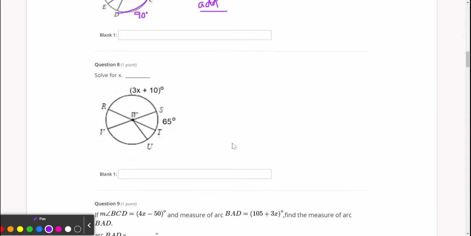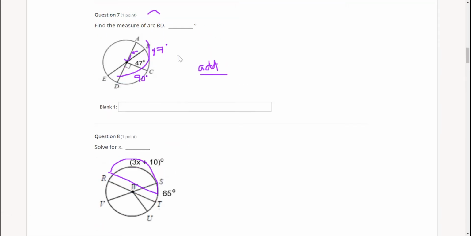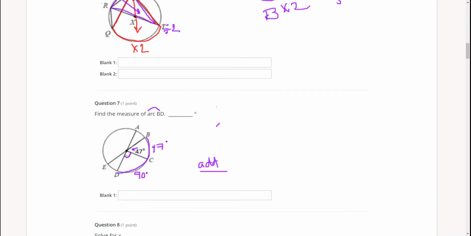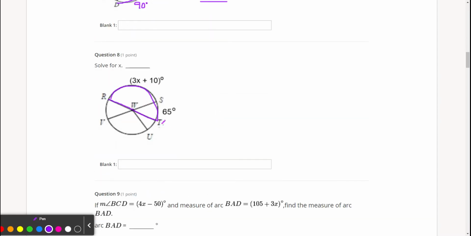What did you do with those 2 things? Oh, I did 65 divided by 2, and then I got 32.5, right? So when it is an angle on the edge, you can do that. When it's an angle in the middle like this, they're equal. So this angle here is 65 degrees because that's a central angle.